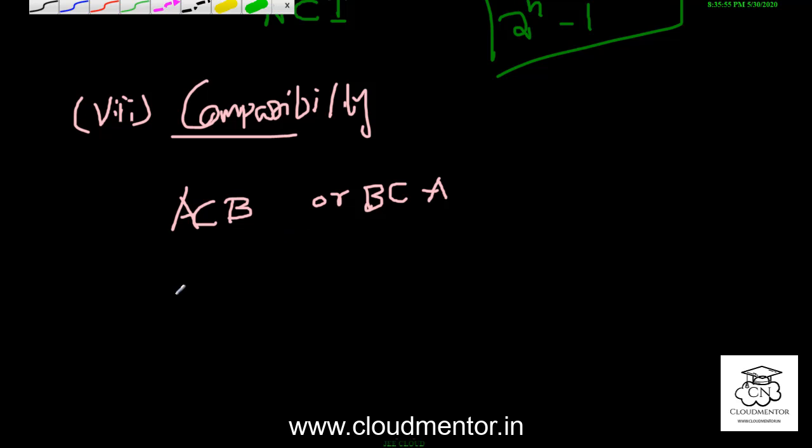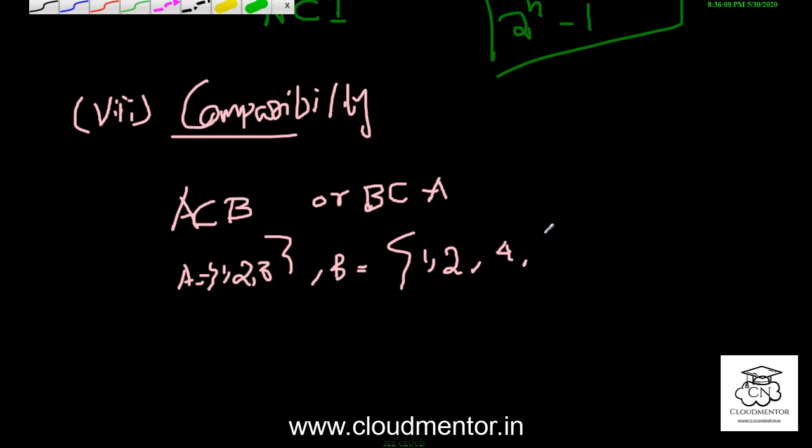For example, suppose A = {1, 2, 3}, B = {1, 2, 4, 6}, and C = {1, 2, 4}. Here A and B are incomparable, but C is a proper subset of B, right? C is a proper subset of B, so B and C are comparable sets.